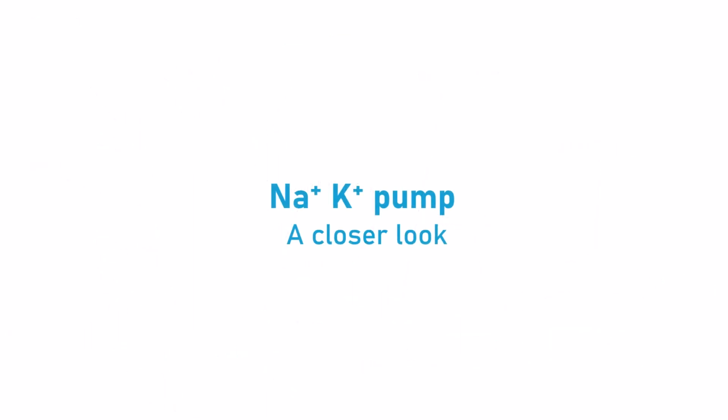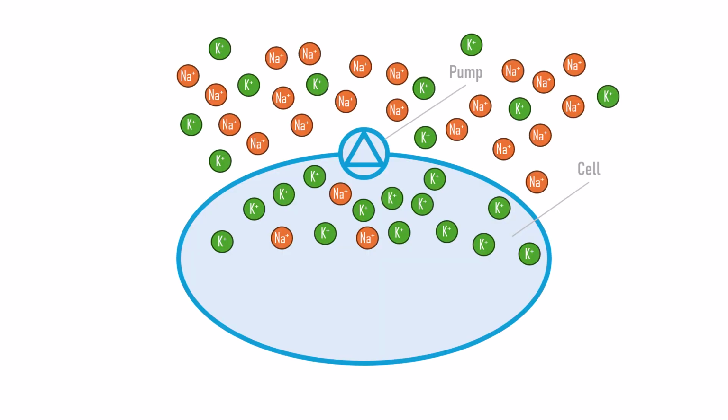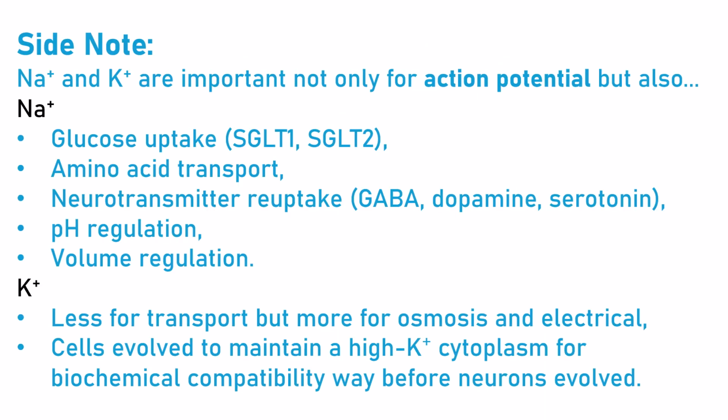Here's a simplified explanation of how it works. The sodium-potassium pump actively transports ions against their concentration gradients. For every 3 sodium ions it pumps out of the cell, it pumps 2 potassium ions into the cell. The result is that there are more sodium ions outside the cell than potassium ions inside the cell. This difference in ion concentration is crucial for creating the electrochemical gradient necessary for various cellular functions, including the generation of action potentials in neurons.